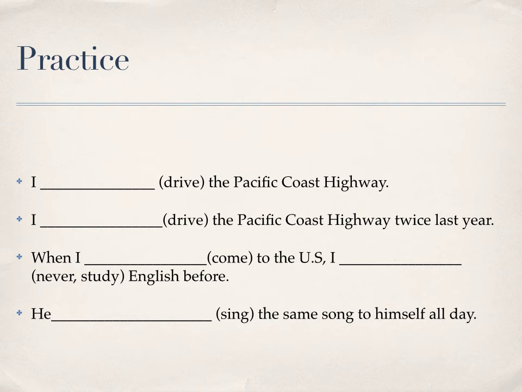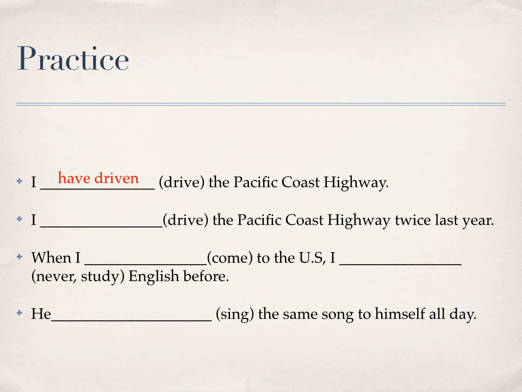So for these 4 sentences, I would like you to put the verbs in parentheses into the correct tense. Now, not all of them are perfect tenses, so you'll have to read the context and make your mind up. So, as we can see, the first one, this is something that happened in the past, but there's no specific time here. So it's probably talking about someone's experience, more than likely. So, I have driven the Pacific Coast Highway.